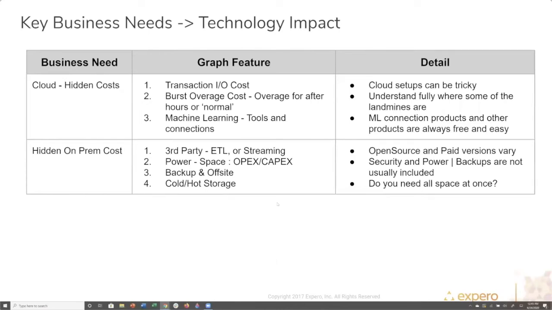The other thing then is on premise, right? Do you already have an ETL? Do you need to purchase, or move from an open source into a paid-for version? Sometimes you do, and you may need to pay up on those, but you need to factor those into what some of the costs may be. The other thing then is power, space, backup, offsite, hot and storage, right? OpEx and CapEx kinds of things.